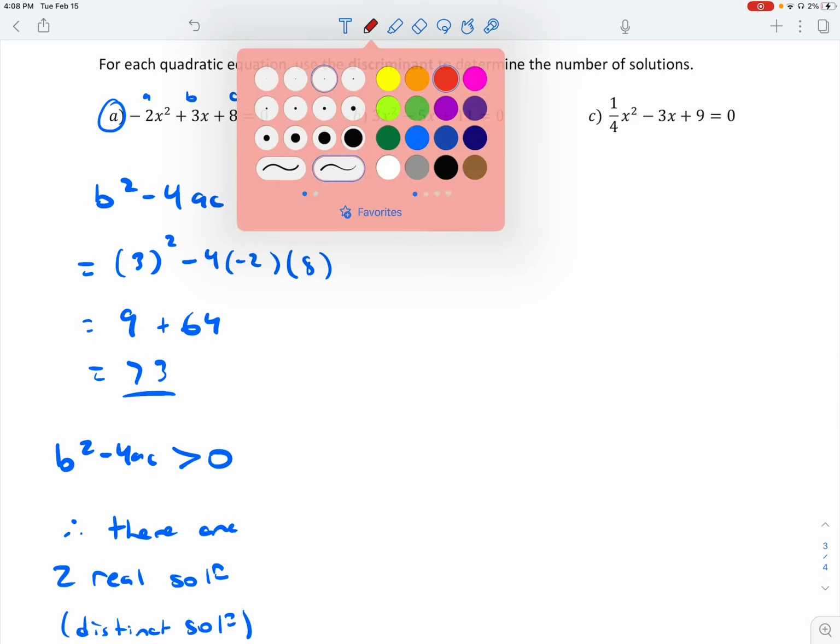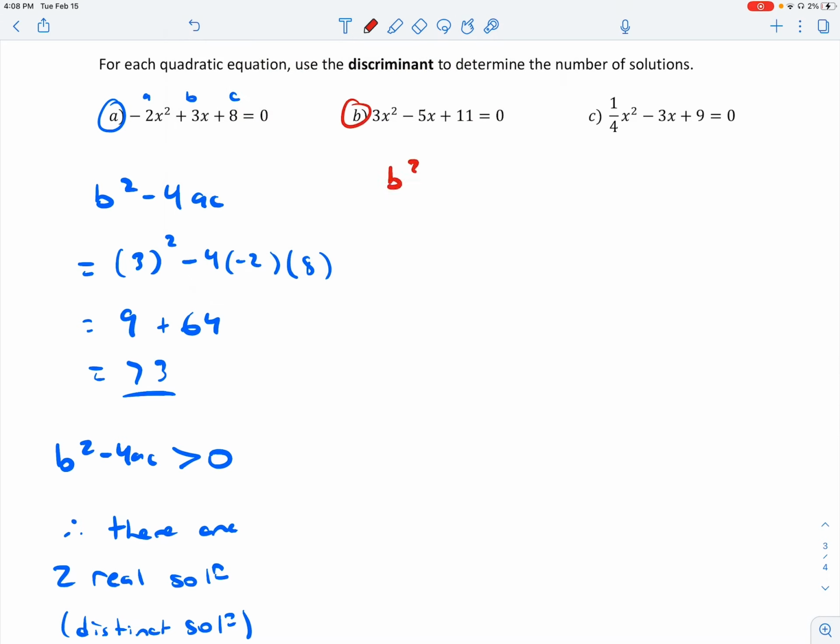Okay, let's look at the next one. We'll just switch colors here. So I'll write out my discriminant and calculate it. This is my a value, b, and c. So b is negative 5, a is 3, c is 11. Negative 5 squared is 25. 4 times 3 is 12. 12 times 11, 132. That'll be negative 132. Okay, 25 minus 132, negative 107.